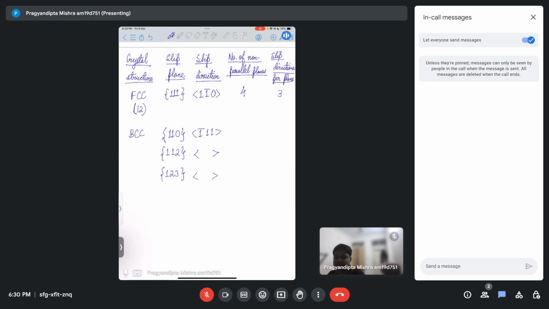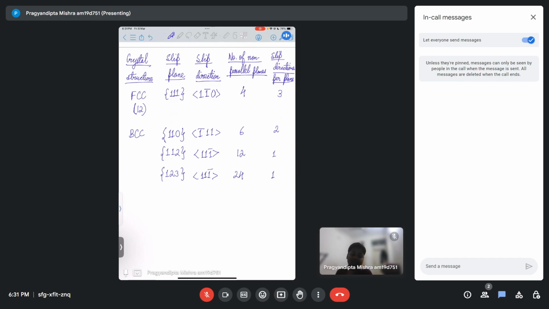So for 112 it will be the 1 1 1 bar family of directions. For this it will be 1 1 1 bar again family of directions, right? So there will be 6 non-parallel planes in this case. Here it will be 12 and here it will be 24. And then this will be 2, 1 and 1.